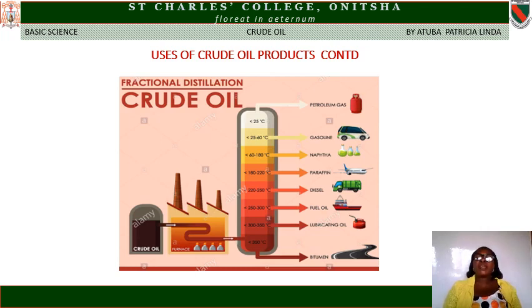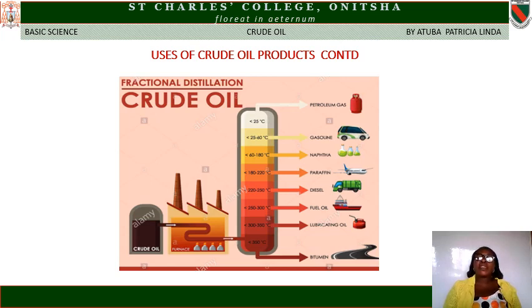The next one is the gasoline. It is distilled or separated at 25 degrees Celsius to 60 degrees Celsius, and it is used by vehicles. You can see the vehicle on the screen.